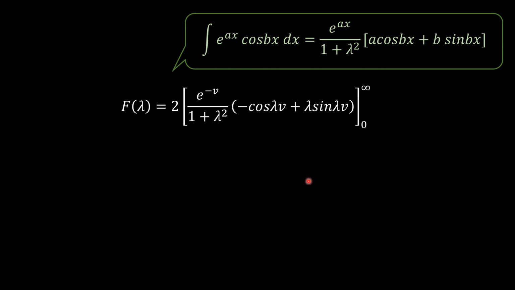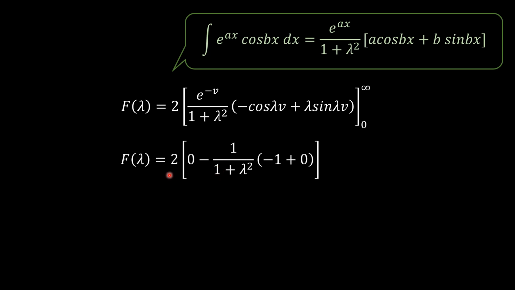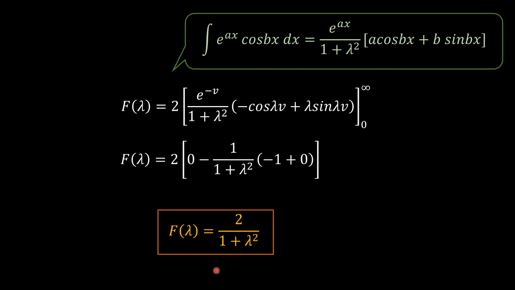Now putting in the upper limit and lower limit, that will give us 2 times: when we put v equal to infinity, e raised to minus infinity is 0, and at the lower limit e raised to 0 is 1, so 1 upon 1 plus lambda square into (cos 0 is 1, so minus 1, plus sin 0 is 0, so 0). Simplified, we get F of lambda as 2 divided by 1 plus lambda square, which is the required Fourier transform. I hope you understood this. Thanks for watching this video.